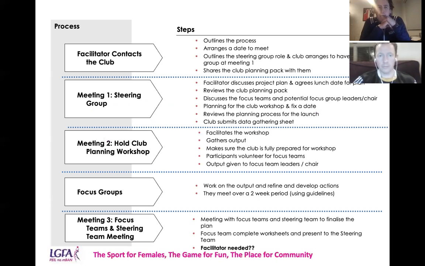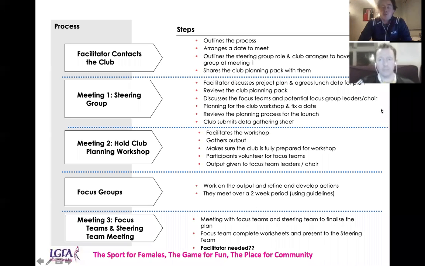First of all, you'd be assigned a facilitator. With the LGFA, we have a number of facilitators, and if you're doing it as one club, I think the GAA have a number of facilitators in your province or locally to you as well. What they'll do is outline the process. They'll arrange a date to meet, and they'll outline what a steering group is, and the club will then arrange to host that group at the first meeting or the next meeting they have to start off your plan. And then they'll also share a club planning pack with them.